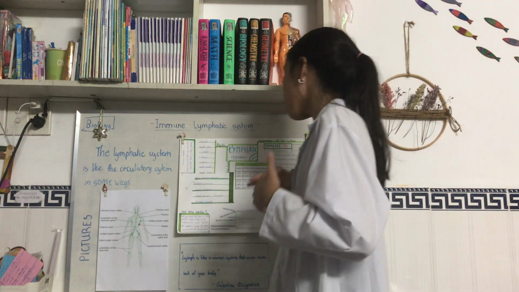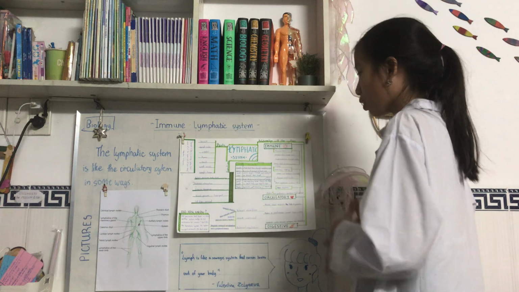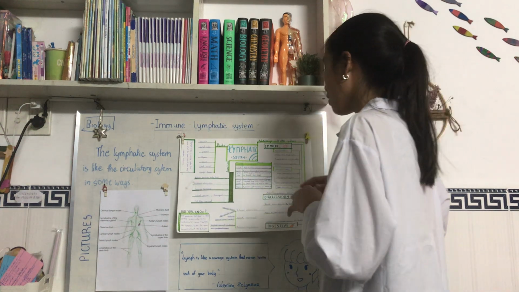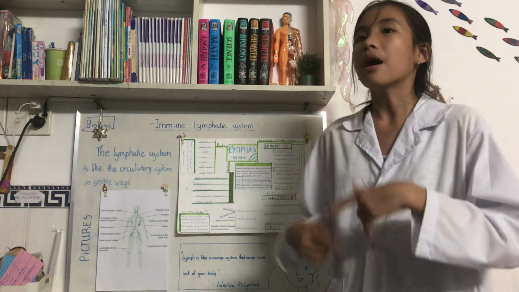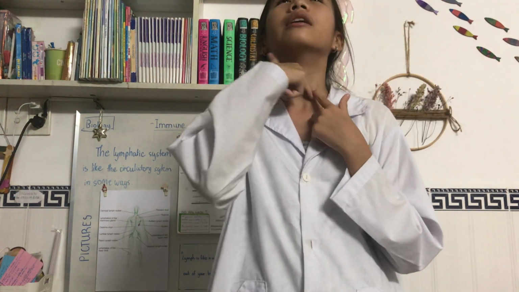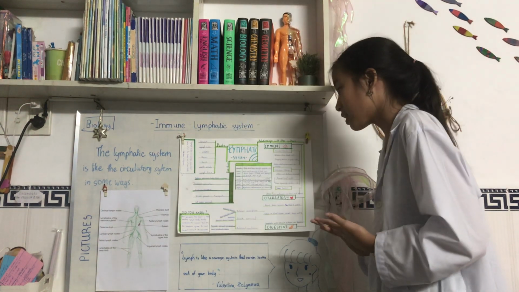The thymus. The thymus is an organ for the production and maturation of immune cells. Now, the thymus is somewhere here in our throat, and it helps with the lymphatic system.